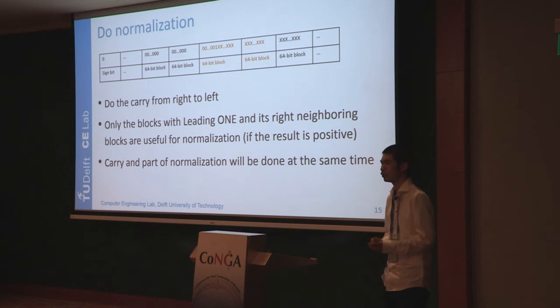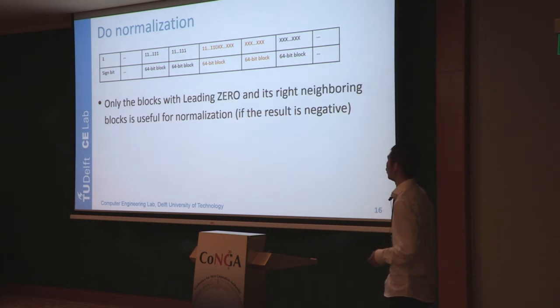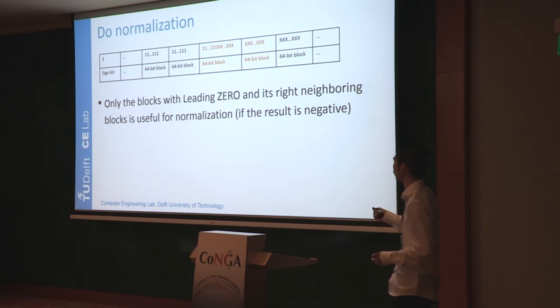Only these 2 blocks are useful to do the normalization. So in the normalization, first we need to pick these 2 blocks out. But in practice, we can do this process while doing the carry, so we can do these 2 things at the same time to save time. If the result is negative, the pattern will be similar but a little bit different. So only the block with the leading 0 and its neighboring right block are useful.